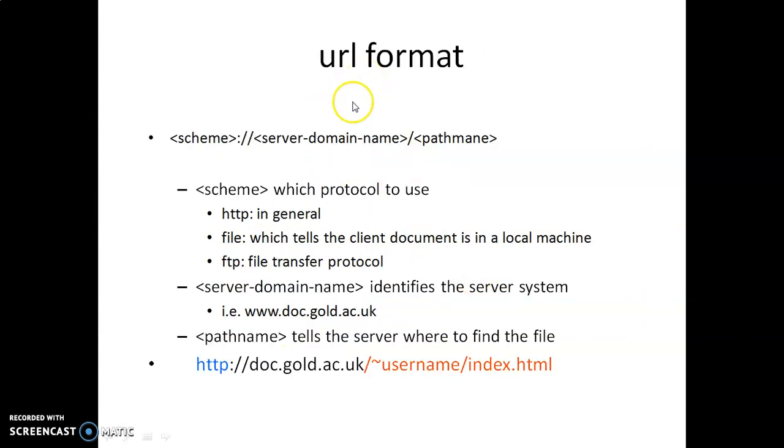Now we'll see the URL format which is used throughout the world. The first part is a scheme, followed by a colon, then forward slashes, then the server or the domain name, followed by the path name. The scheme is basically which protocol to use.